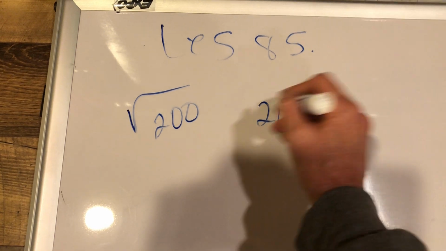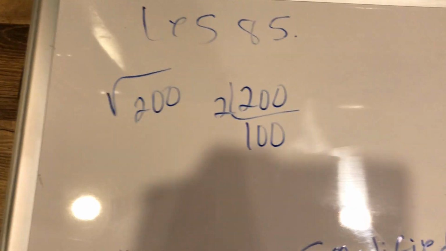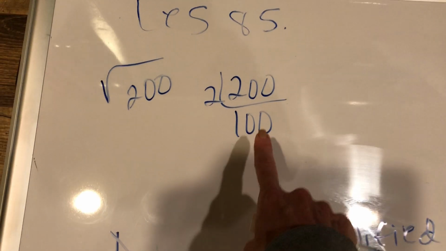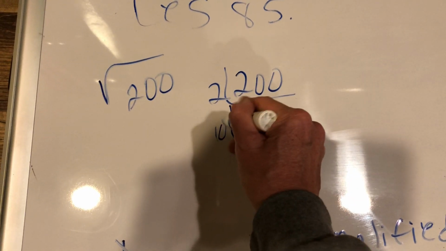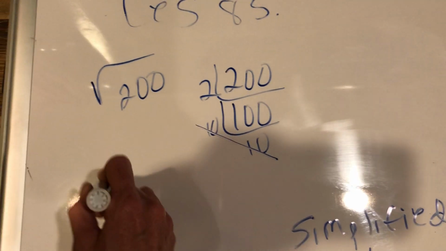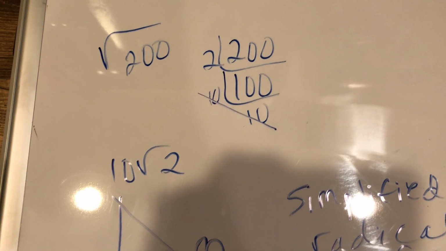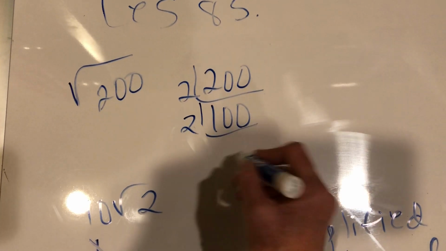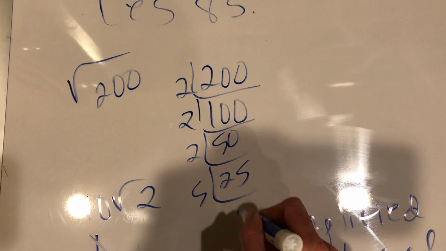So you take 200, a couple of different ways to do it. You can divide by 2. That leaves you 100. Now there's a couple of different ways you can go from here. If you recognize 100 is a perfect square and its square root is 10, you could do this, and then you take the matches. So it turns into 10 square roots of 2. Or if you don't recognize that, then keep dividing by 2. That'll give you 50, divide by 2 again, gives you 25, and then 5 and 5.